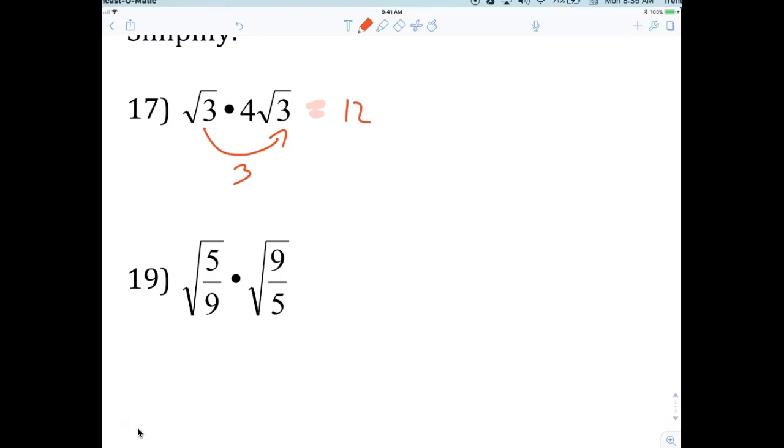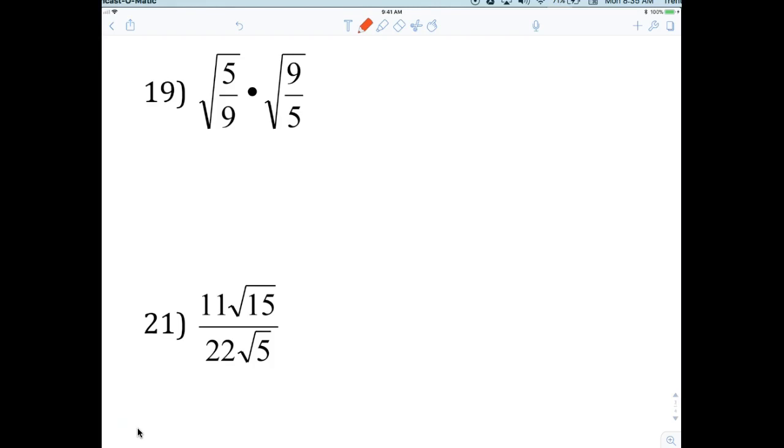All right. Number 19. You should be able to just look at that and say, obviously that is 1. Hopefully you would have said the square root of 1, but the square root of 1 is what? 1. So that's just 1. You're just crossing out, kiddo. 9, 9, 5, 5. All of those are 1s. Just like our normal multiplying fractions.